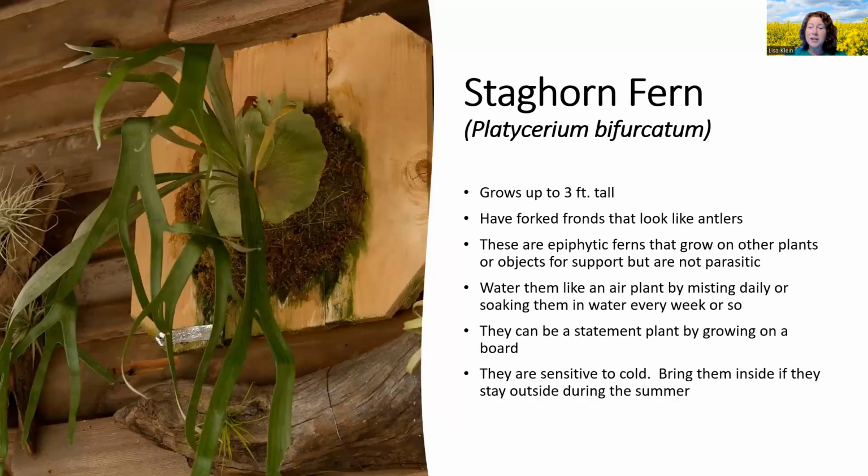Staghorn fern. I actually have one of these. I got it from Creative Enterprises. Had I thought ahead, I would have grabbed it and brought it up here, but it can get up to 3 foot tall. It has those little forked fronds that look a little bit like antlers. You can see here somebody put it on a mount, I guess to make it look like a mount of a deer or something like that.